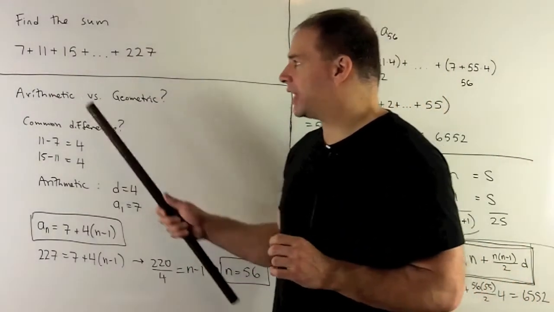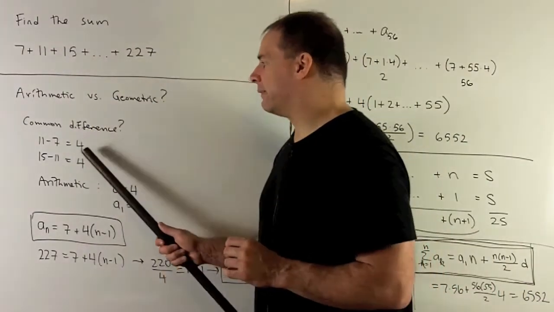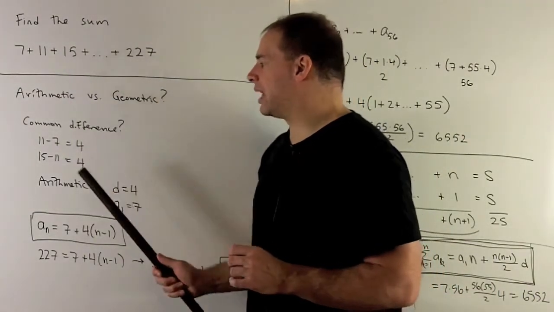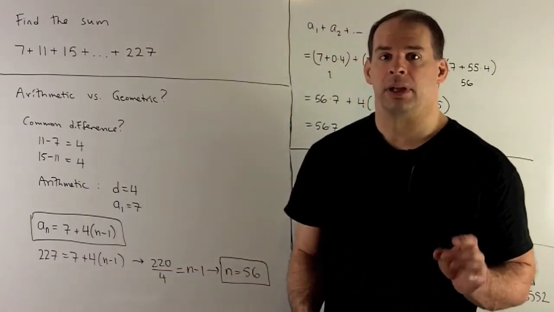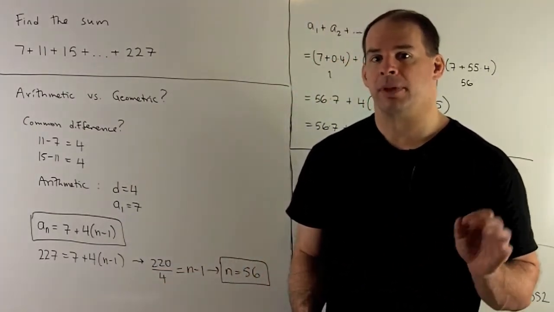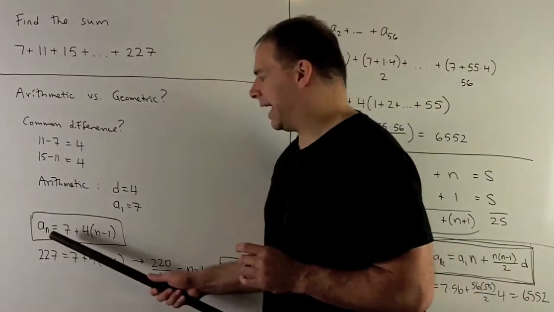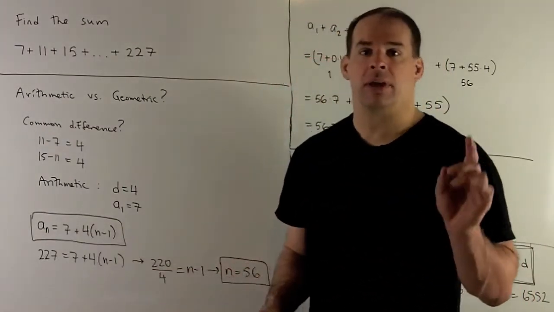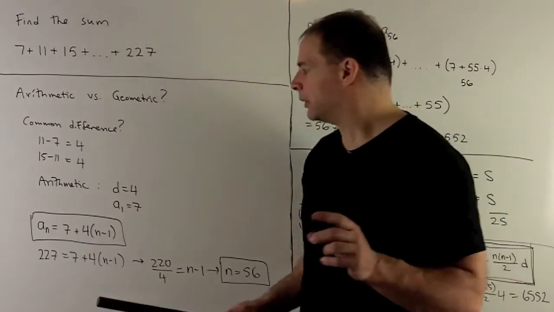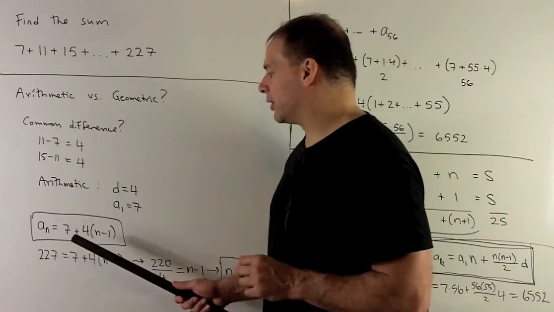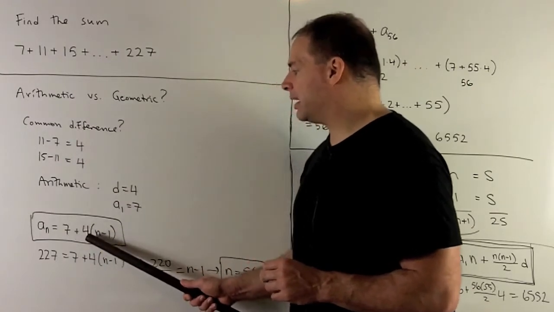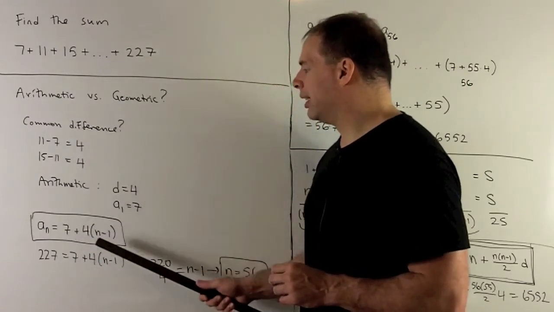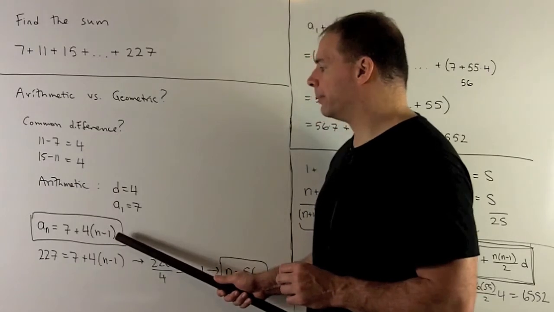So, we check 11 minus 7, I get a 4. 15 minus 11, I get a 4. So this is looking arithmetic. Now, if we have an arithmetic sequence, the formula for the nth term, assuming we're starting with the first term as n equals 1, is given by: take your first term, in this case 7, add your common difference, so here that's 4, and then multiply by n minus 1.